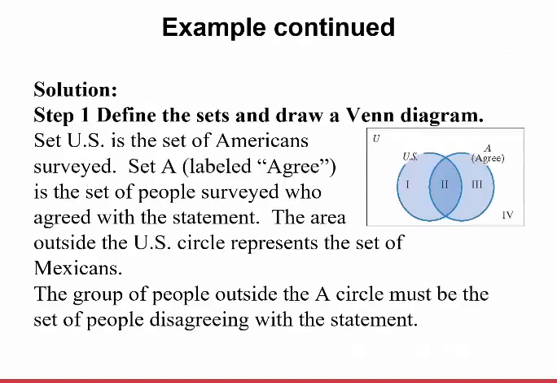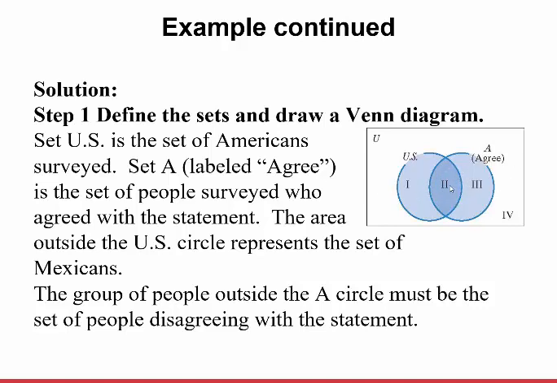Okay, so here's how we're going to set this up. So we're going to have two sets. The set US is a set of Americans that were surveyed, right? Now we're not going to have the next set be the number of Mexican surveys because those would not overlap, right? Because there's no overlap in that one.